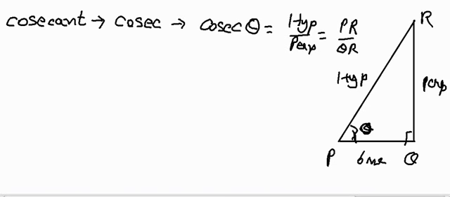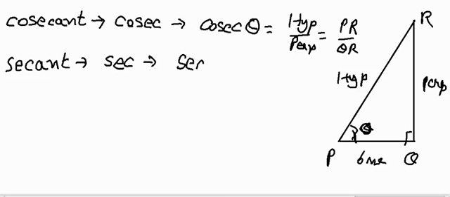The second ratio which we have to study here is called secant. In short we write it as sec, S-E-C. So let's look at this ratio. Sec of theta, that is angle RPQ or angle P or angle theta, will be just the opposite ratio of what we studied as cosine theta, or cos theta.